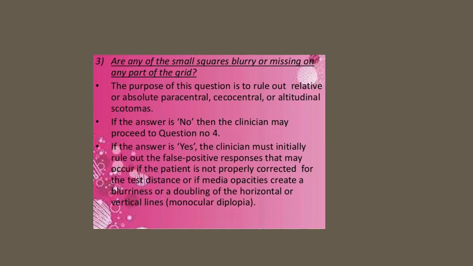Then we have to ask about the small squares. Are these small squares blurry or missing on any part of the grid? The purpose is to rule out relative or absolute paracentral, secocentral, and altitudinal scotomas. If the patient's answer is no, then we can proceed to the next question. But if the patient's answer is yes, then we have to double check it. We have to look at whether the patient is holding the chart at the correct distance, and whether there is any media opacity that can cause monocular diplopia, where these vertical or horizontal lines appear double to the patient, so we have to double check it.